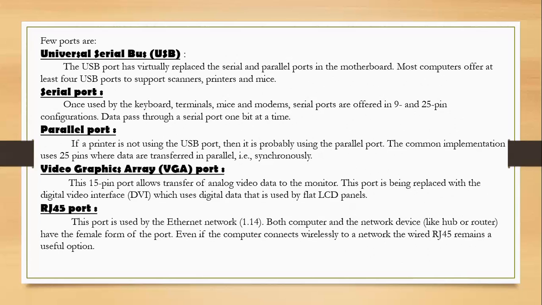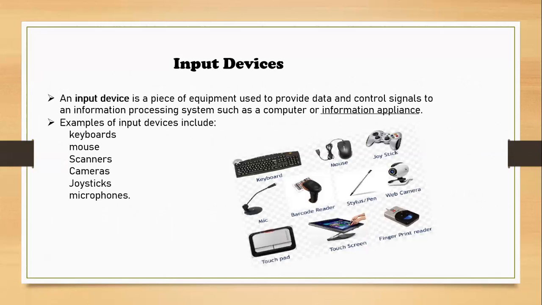Video graphics array port. Then comes the RJ45 port. It's a familiar name. It's used by the Ethernet network. Then different types of input devices. An input device is a piece of equipment used to provide data and control signals. Hope you have seen them. Definitely you have seen. Examples of different input devices include keyboards, mouse, scanners, cameras, joysticks, microphones, etc.